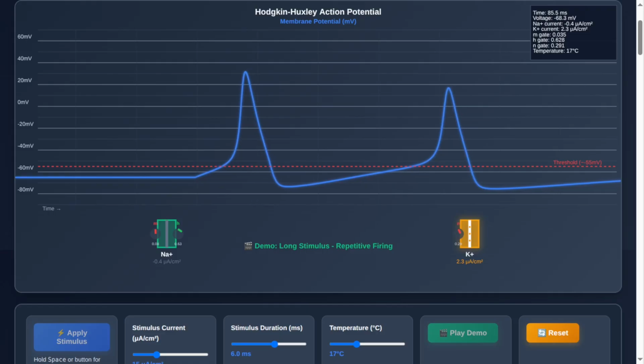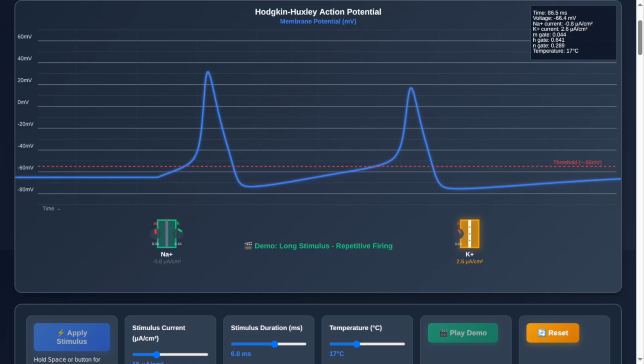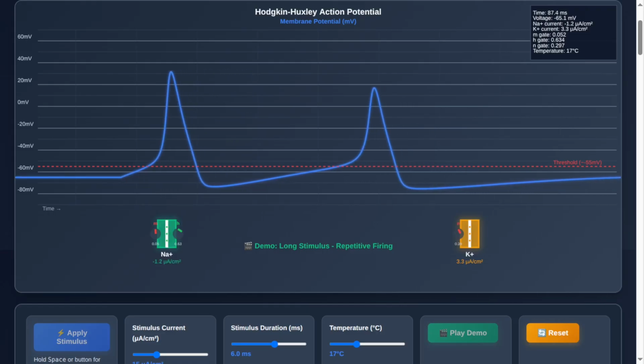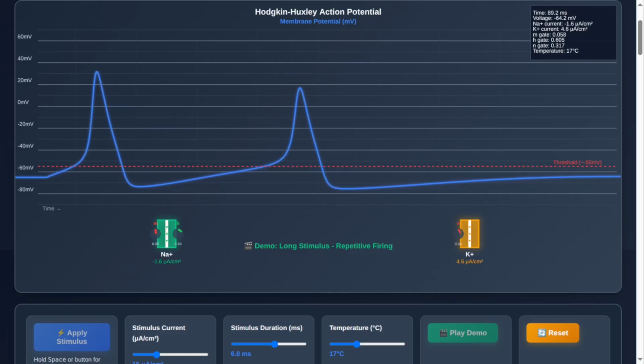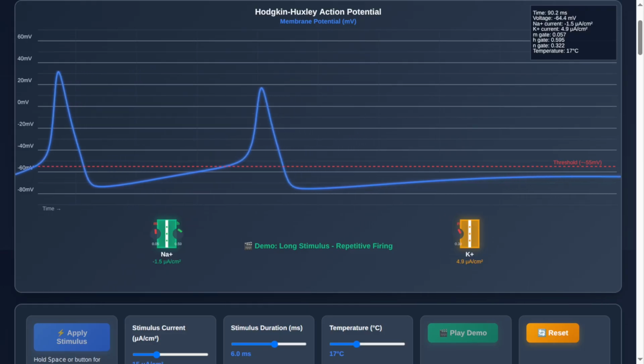But then, almost right away, the H gates, the inactivation gates, start to slowly swing shut. And once they close, sodium flow stops, even if the M gates are still open. It's like a time-delayed shut-off valve. Clever mechanism. And the potassium?